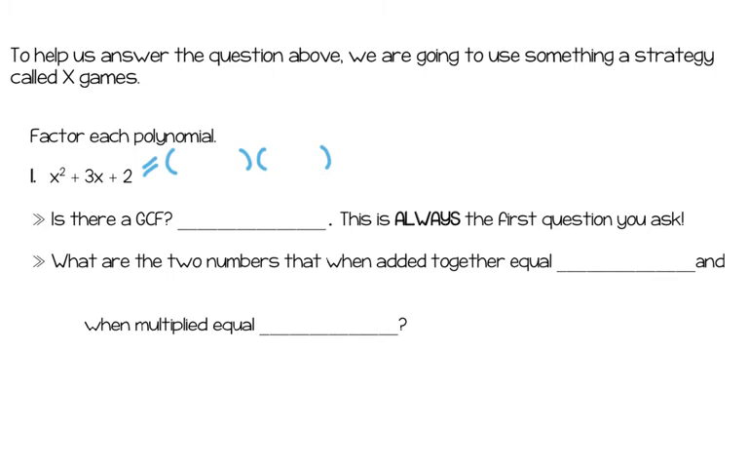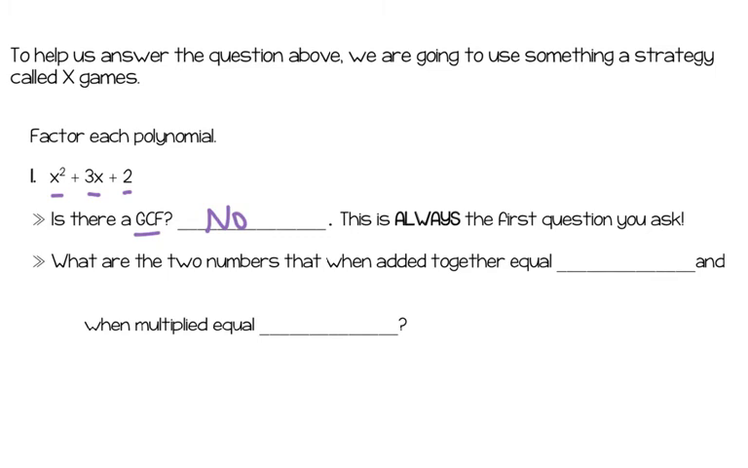So what we're going to do first is the number one question: is there a GCF? If you look at this, is there a number that's in common with all of them? The answer to that is no. So always ask the question, even though sometimes the answer is going to be no. Ask the question anyway, then you move on to the next question.